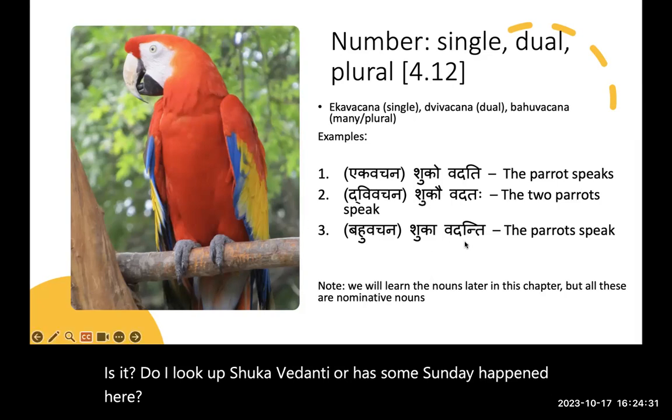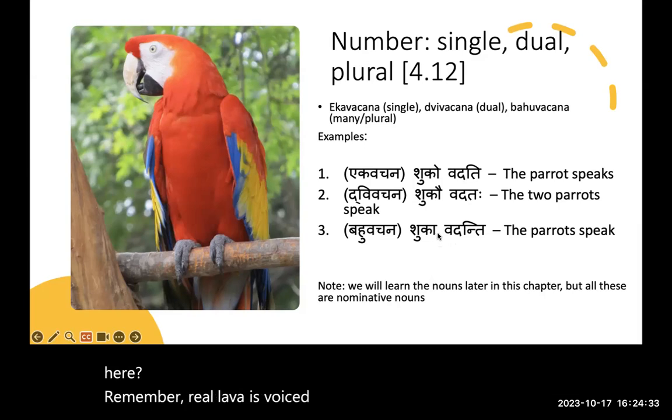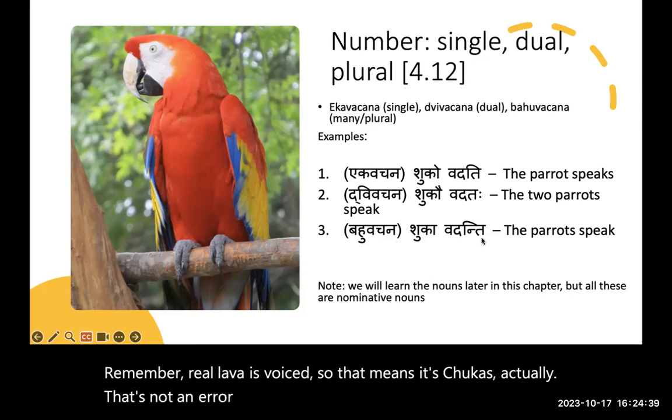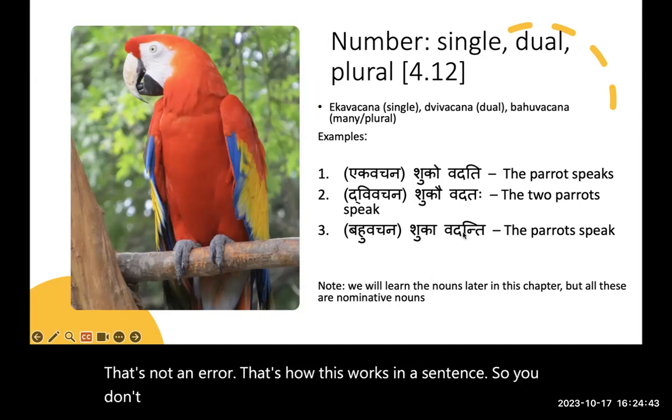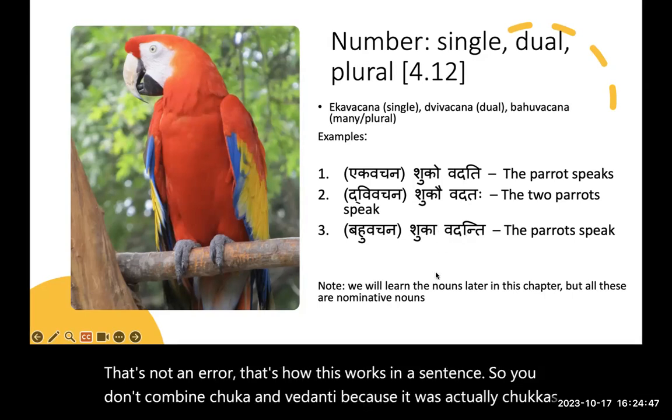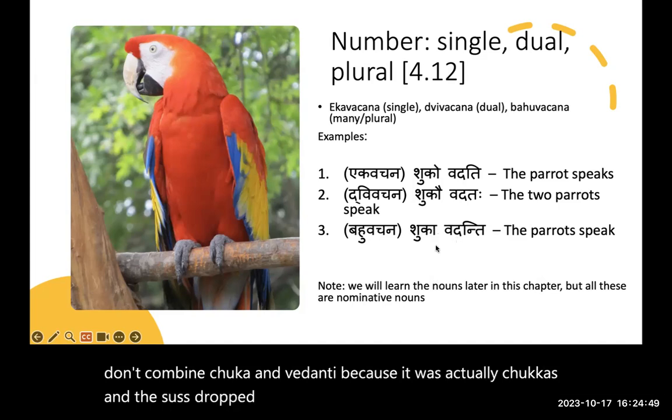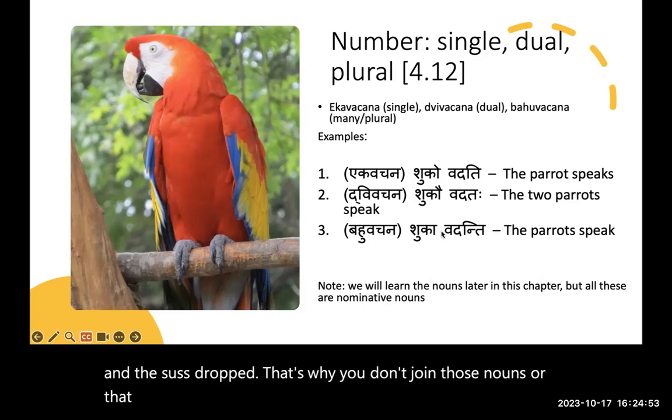Remember, va is voiced. So that means it's shukas, actually. That's not an error. That's how this works in a sentence. So you don't combine shuka and vadanti because it was actually shukas and the s dropped. That's why you don't join those nouns, or that noun and that verb.